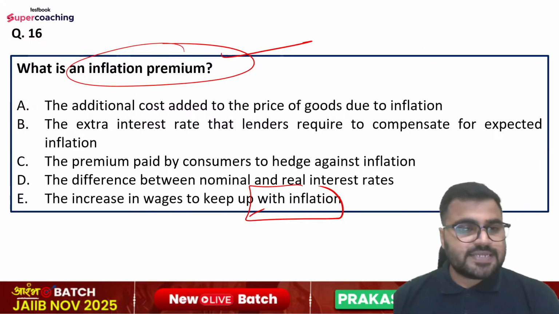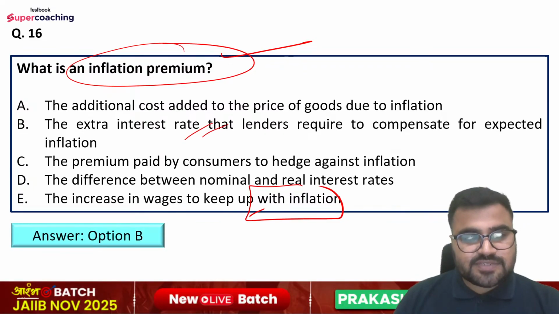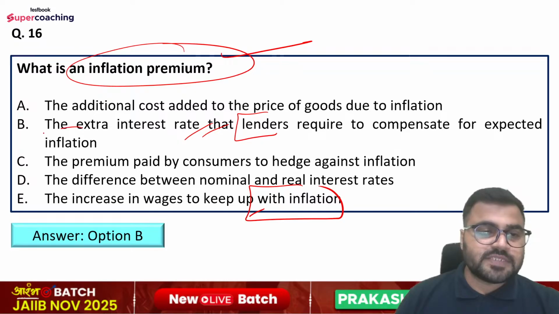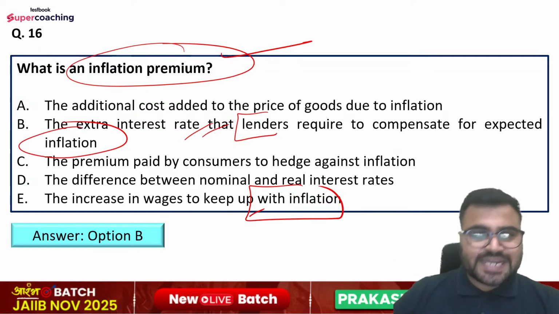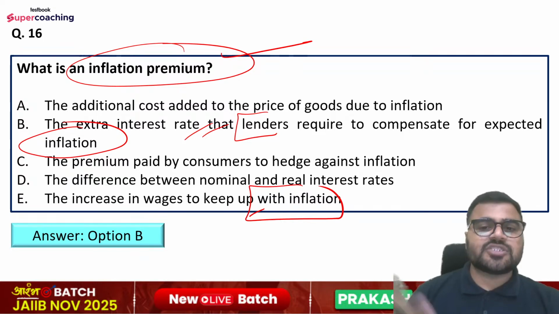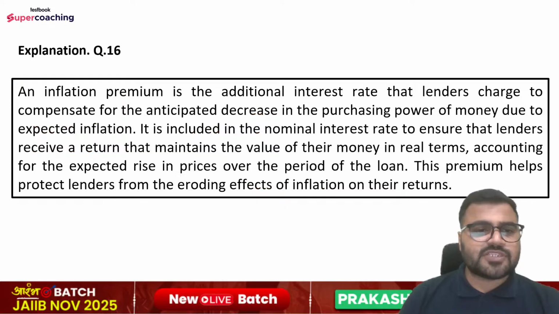What is the right answer, guys? So the right answer is option number B. This is the extra interest rate that lenders require to compensate for expected inflation. So now we are expecting inflation, and based on that expectation, the lender is charging some additional interest rate, and that additional interest rate is known as inflation premium.